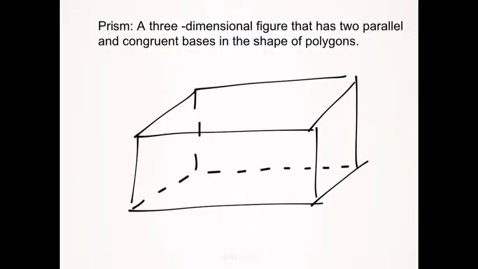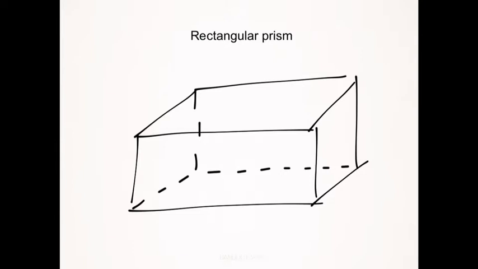When we're talking about solids, we're talking about prisms, and that's a three-dimensional figure that has two parallel and congruent bases in the shape of polygons. This one, illustrated here, is a rectangular prism, and I know it's a rectangular prism by its base. Now we name our prisms based on what type of base they have. So this one has a rectangle, so it's a rectangular prism.